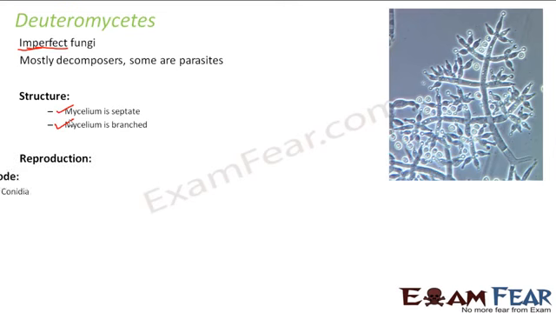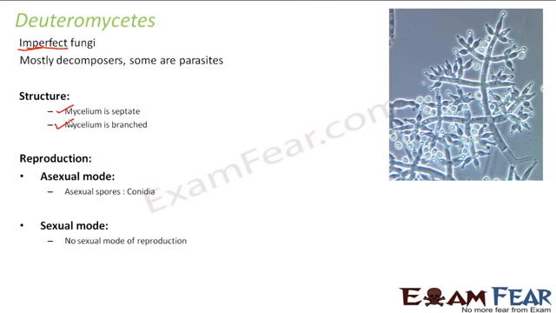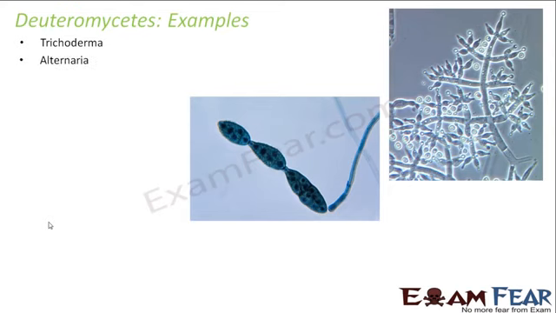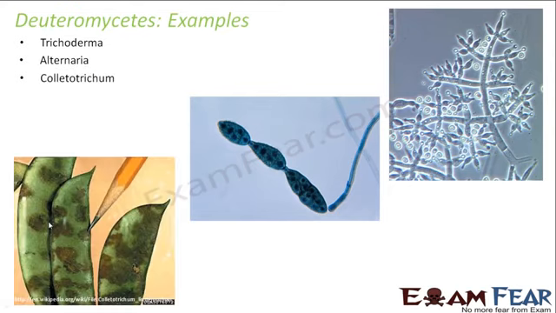Talking about their reproduction, when we talk about asexual mode, they give asexual spores called conidia. Talking about sexual mode, there is no sexual mode of reproduction yet, and that is a very, very important thing to note about Deuteromycetes. Some examples would be Trichoderma, Alternaria, and Colletotrichum. If you look at Colletotrichum, you would find it similar to what you can observe in the plants. So these are some of the examples of Deuteromycetes.